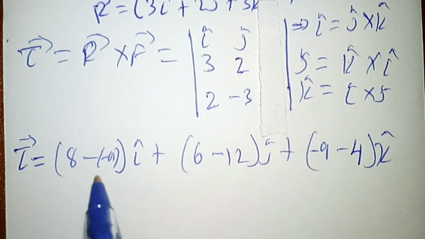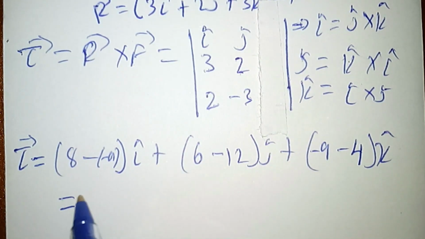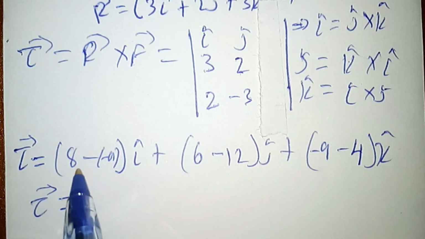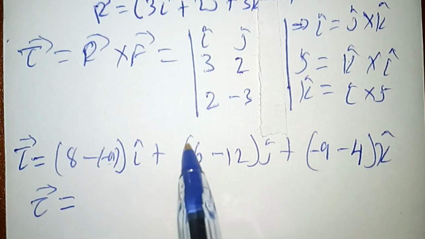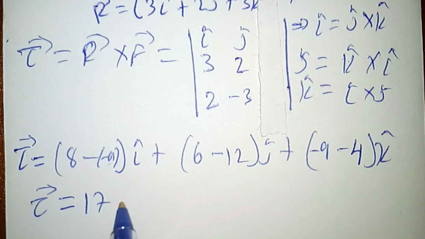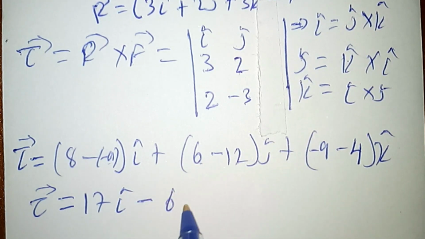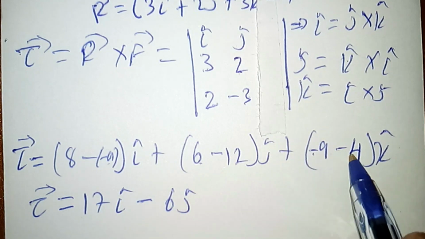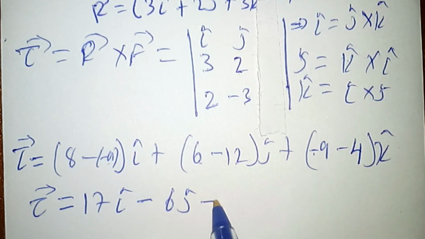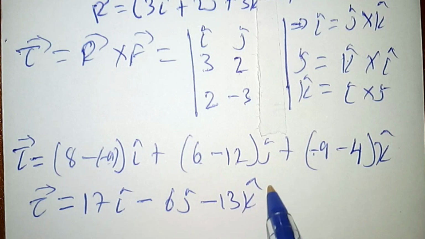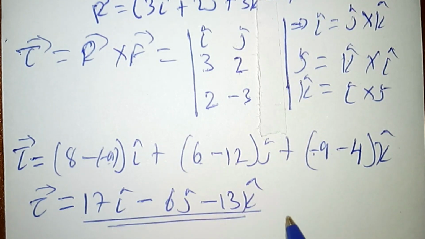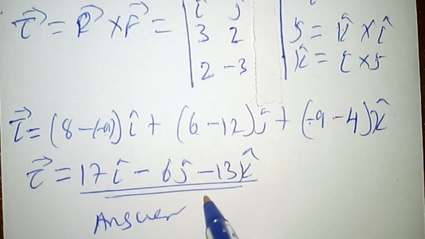Then finally we have that torque is equal to 8 minus -9, which is +17i, 6 minus 12 is -6j, and -9 minus 4 is -13k. So this is the final answer. So the answer from the given alternatives is D.